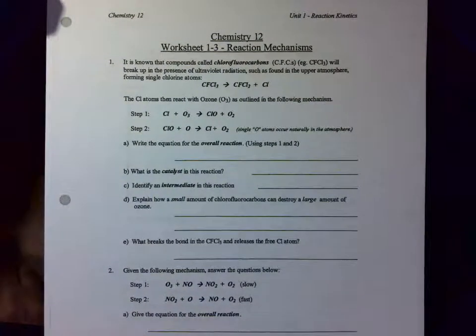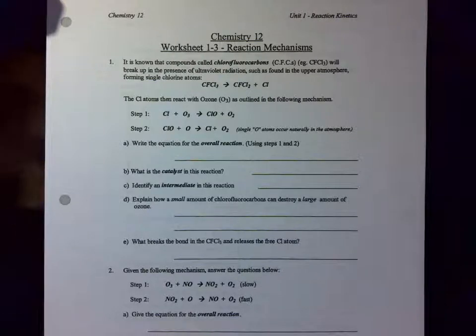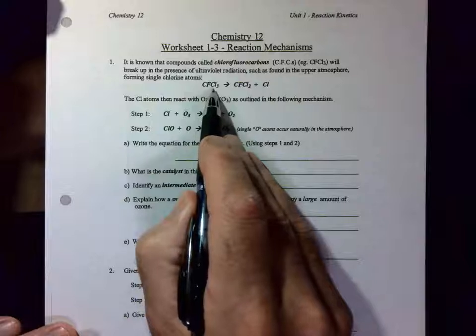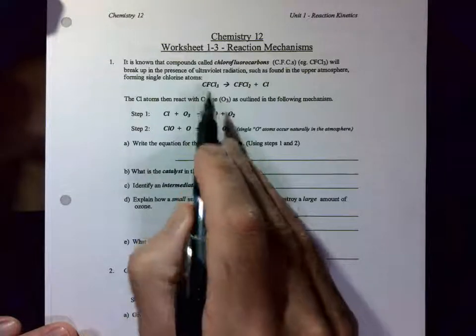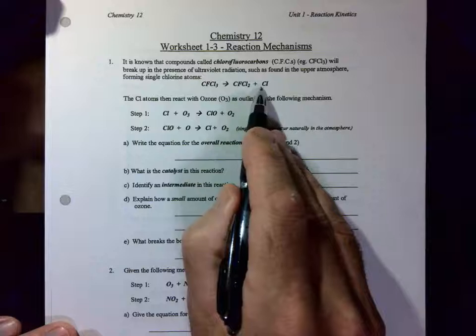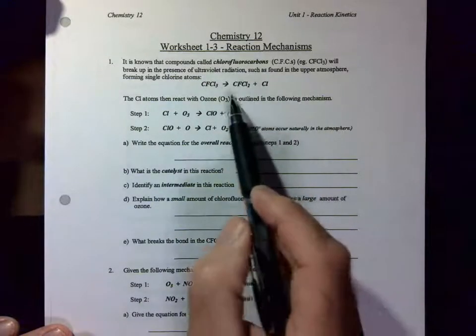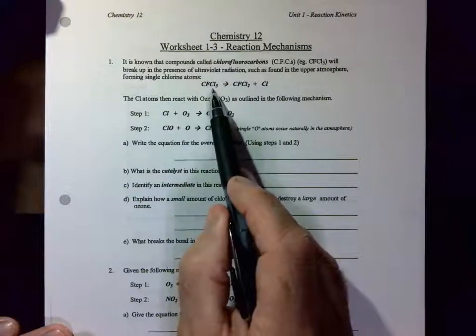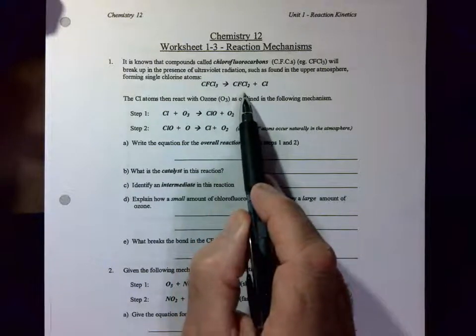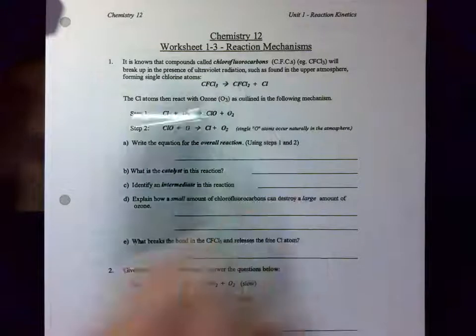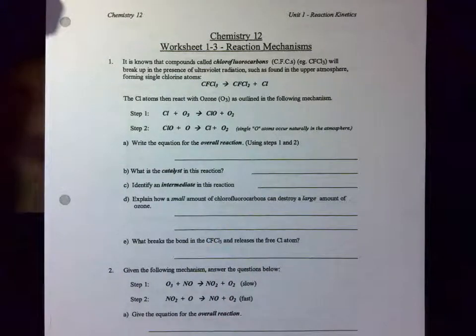Okay, this is your worksheet for the day. I'm going to go over a few concepts here. This is your overall reaction. So a chemist would write down CFCl3 gives you CFCl2 plus Cl. And this is the chlorofluorocarbons that leak out of old refrigerators that get up into our upper atmosphere. And what happens is one of the chlorines is cleaved off by radiation, and this causes a chain effect that breaks down ozone, which we don't want our ozone layer breaking down.